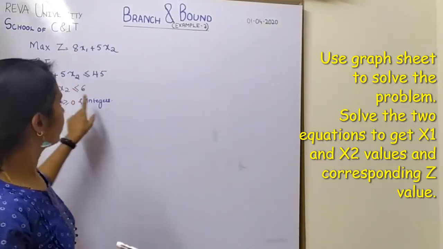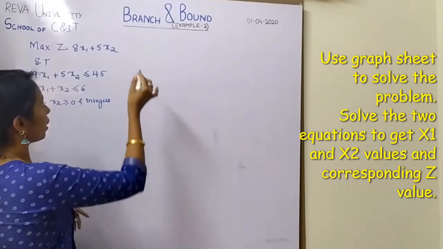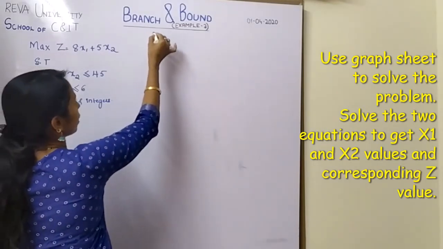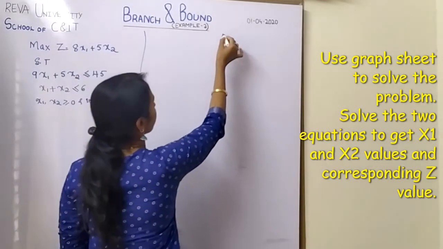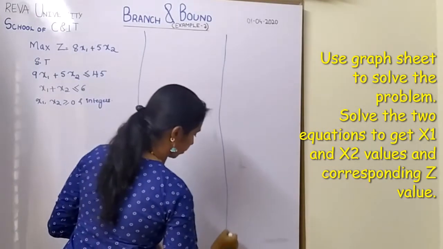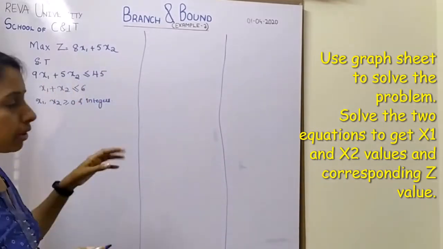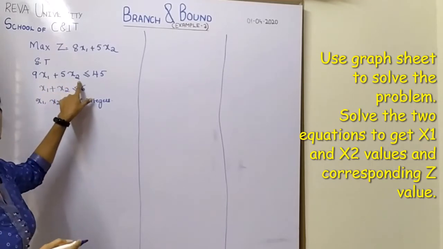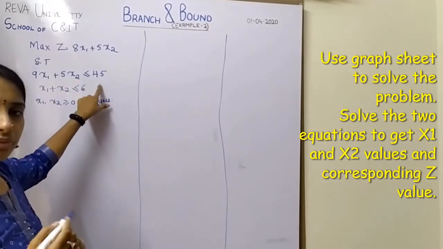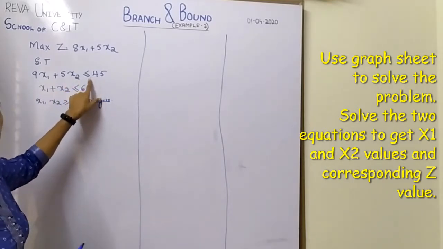Now we have to solve this using the branch and bound method. So as I used to do, I'll divide this into three parts. This is to draw the graph. This is to write the decisions or the tree or the bounds. Now, first we'll solve the first equation, and to solve it we'll consider it as an equality.